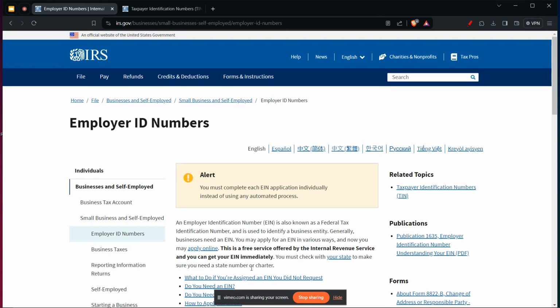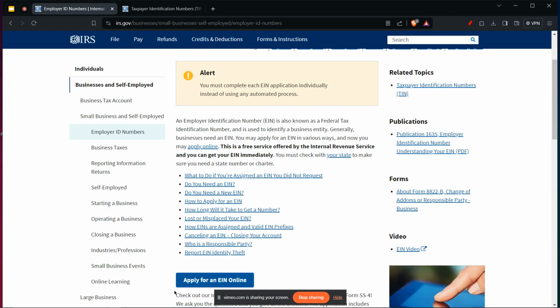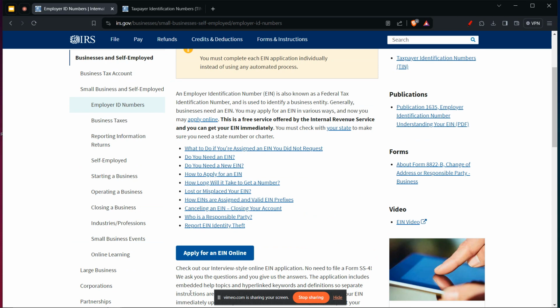Now, who needs it? It's mostly needed by businesses, trusts, estates, partnerships, and individuals with specific tax filing requirements. Example, independent contractors, sole traders, and etc. Now, how do you apply for them? Now, there are several ways. Let's go ahead and look at each of them.